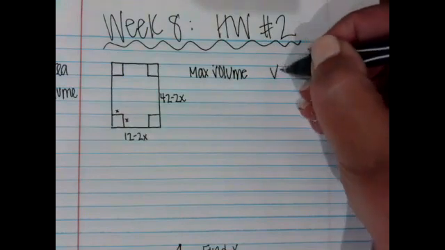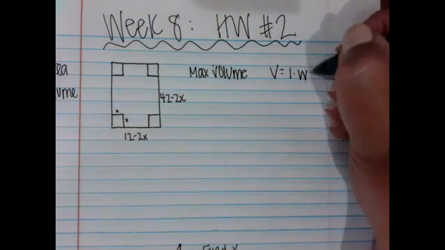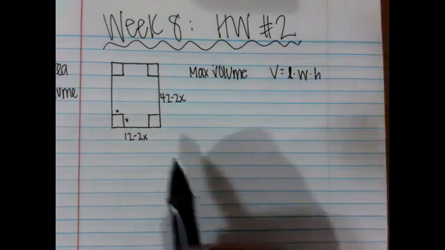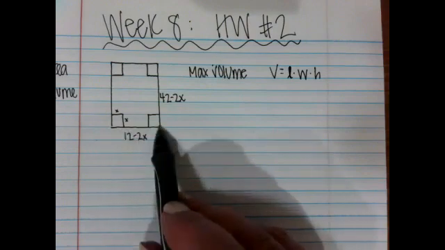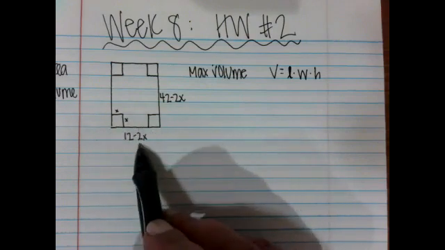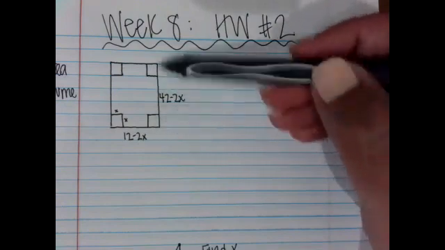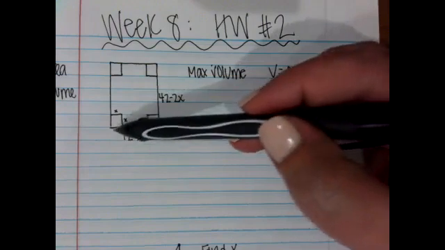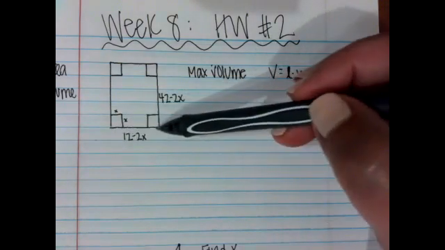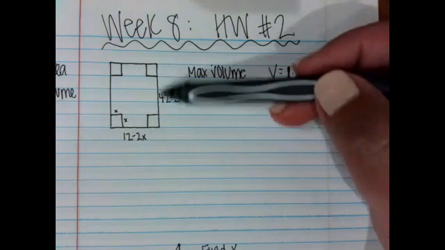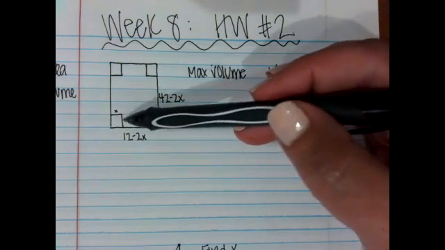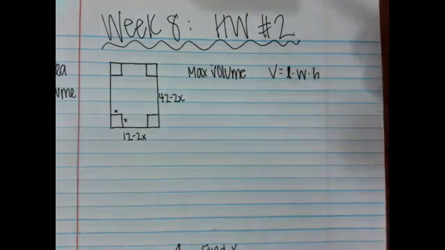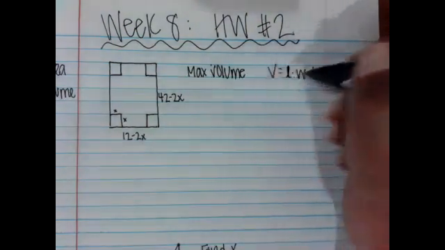Remember that volume is length times width times height. That's not a 1, that's a length. This whole side was 12, but we cut away these 2 little boxes, so that's 12 minus 2x. And this whole side was 42, but we cut away these 2 little boxes, so that would be 42 minus 2x. So I'm going to call the length 12 minus 2x, the width 42 minus 2x, and then the height is going to be that x we cut out, because that's how tall each side would be.